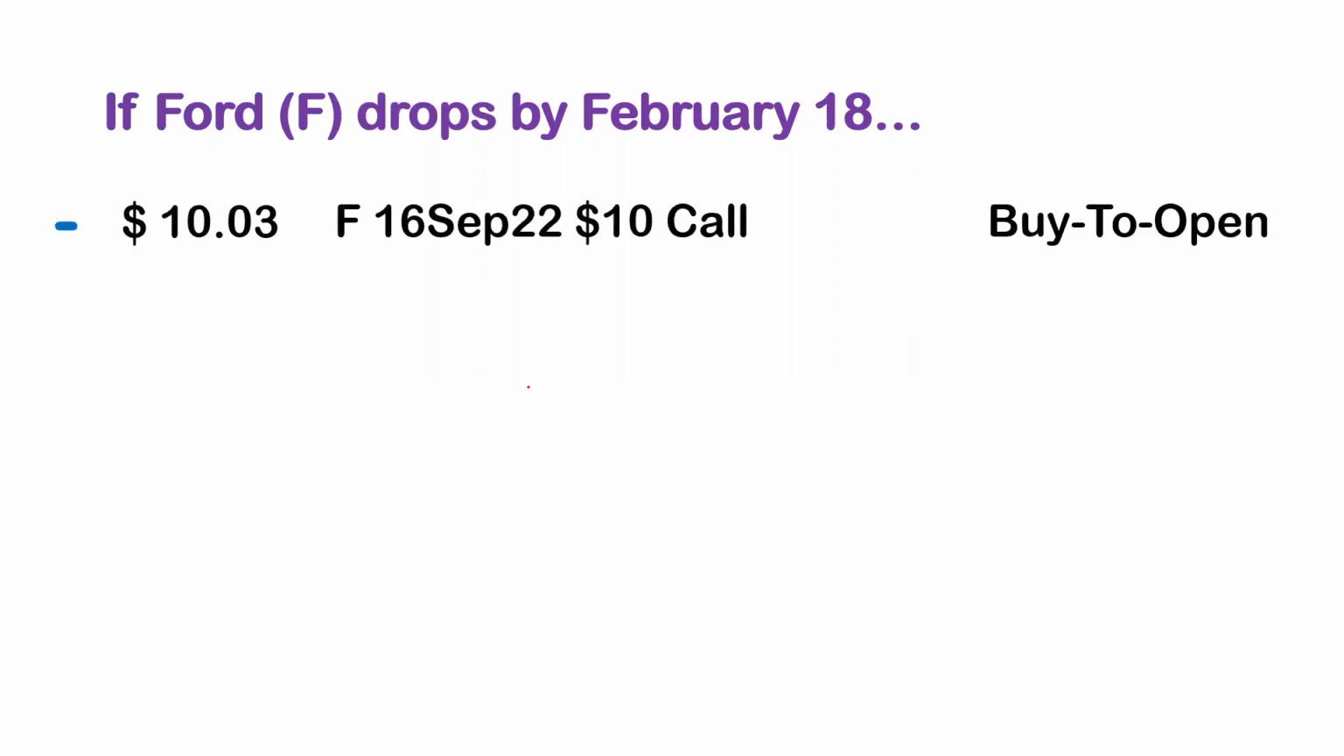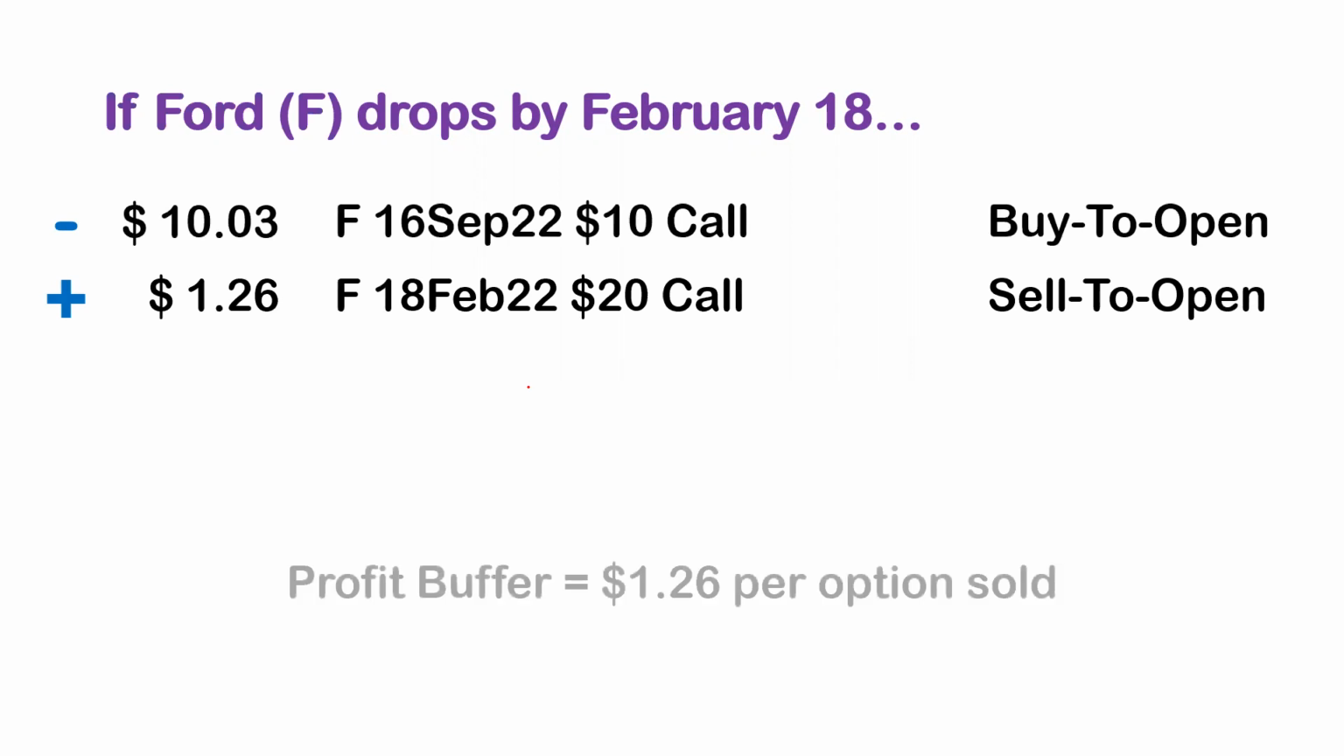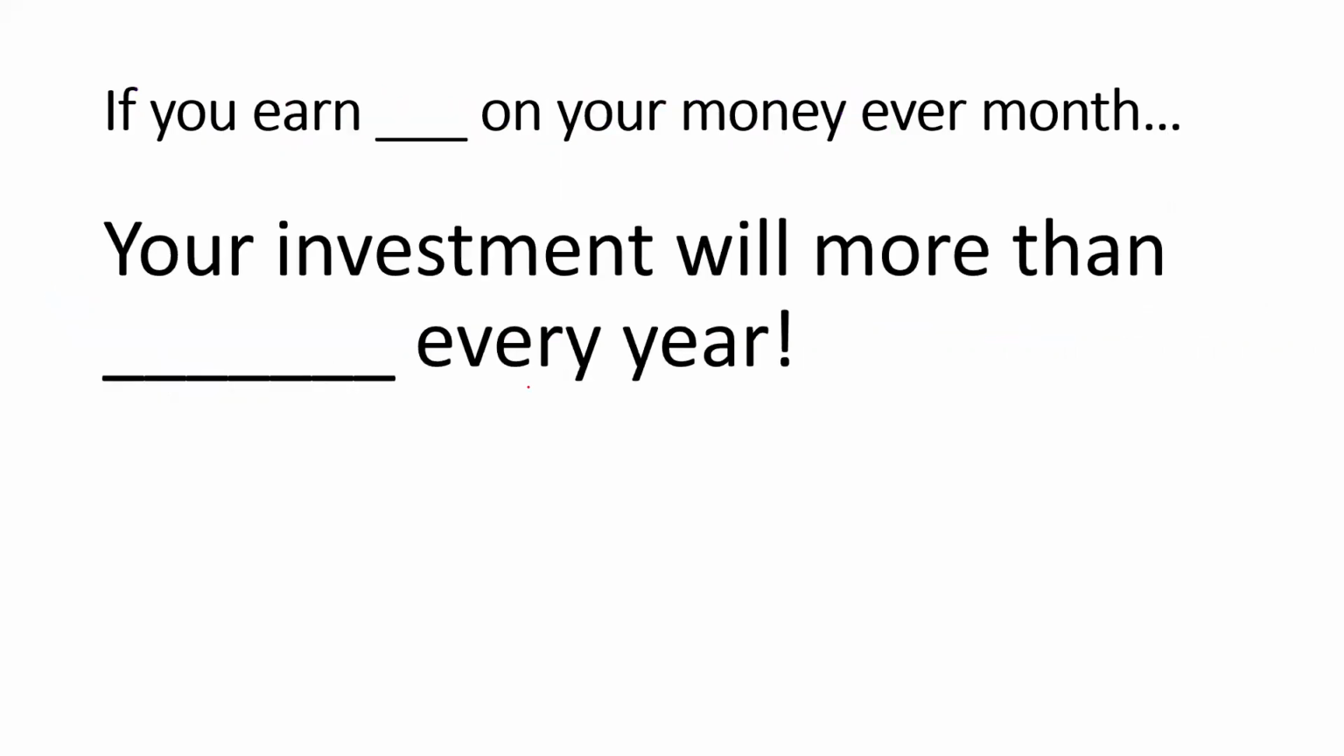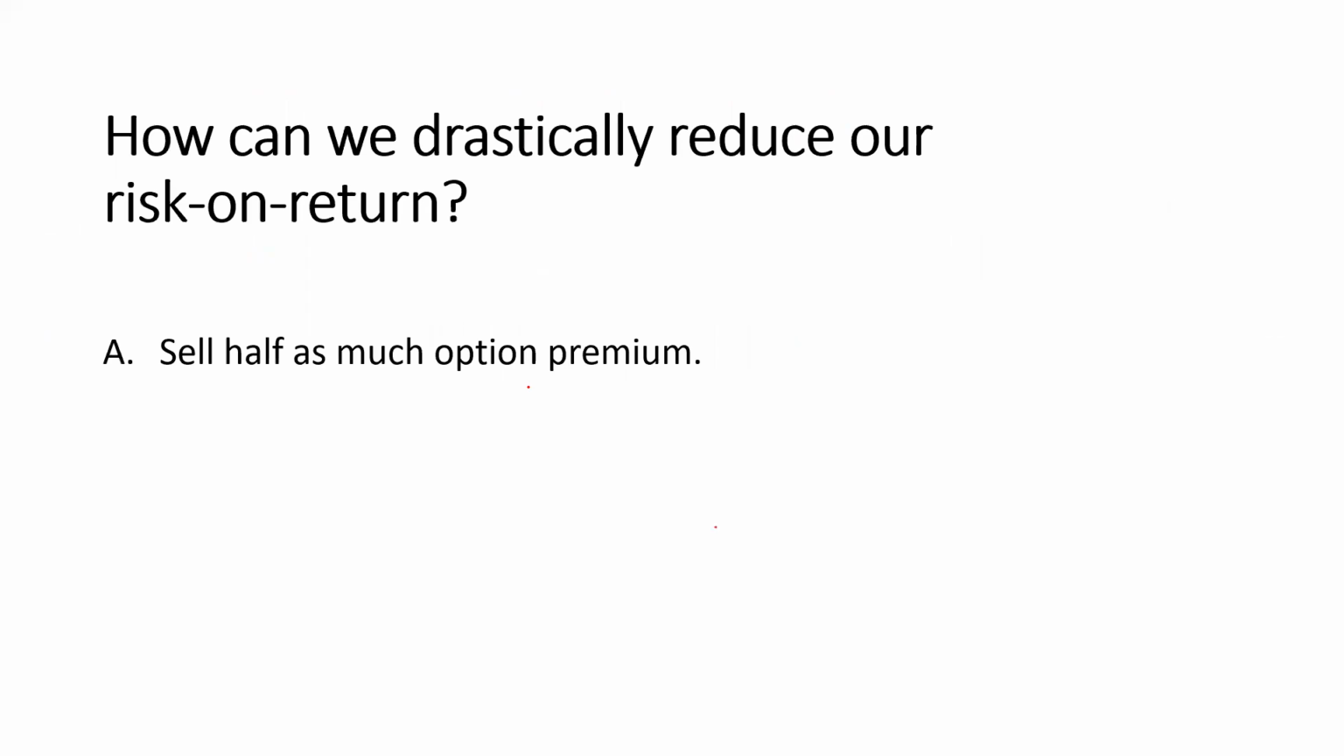Now, of course, if Ford drops by February 18th, I spend the $10.03. I get that $1.26. I've got a profit buffer. Don't forget, I'm going to show you in a couple seconds how you can actually reduce the risk even further. But this back month option would have to dip all the way down to $8.77 for us to have it go into the red. Otherwise, it's in the black. So again, I want to emphasize, if I focus on that 6%, my investment more than doubles every year.